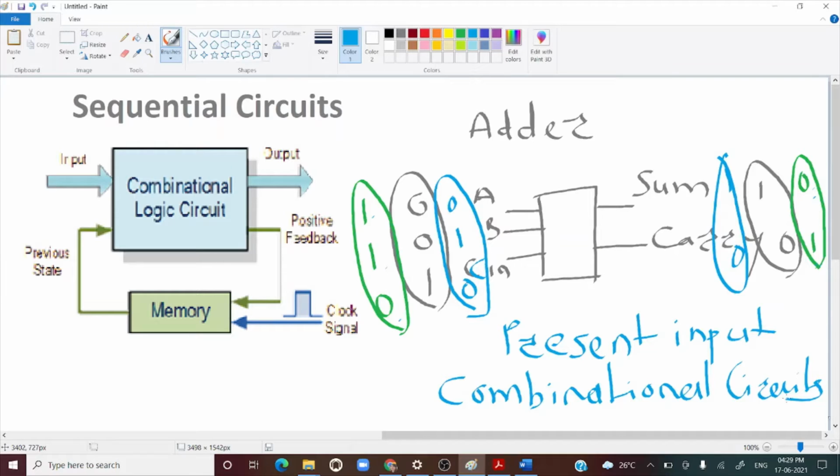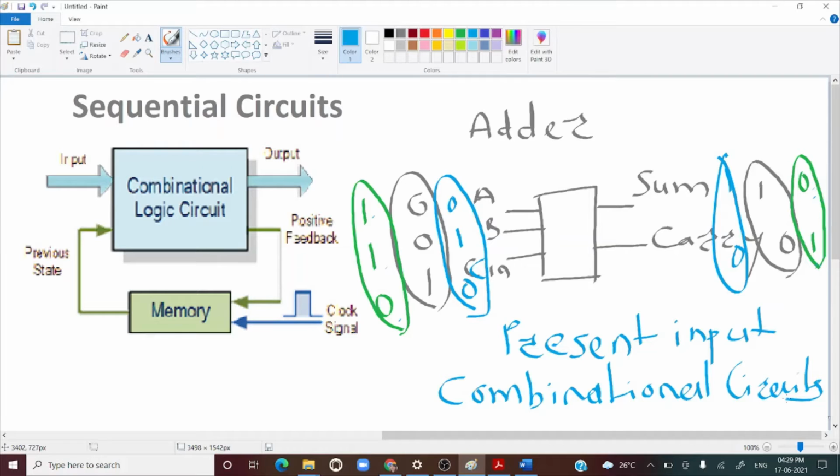Now, in the next part of digital electronics, you are going to study the different types of sequential circuits, which consist of a memory, and which also need a clock signal. Here the sequence is very important, meaning the sequence in which you apply the inputs is very important, and that's where the name came from, that is sequential circuits.